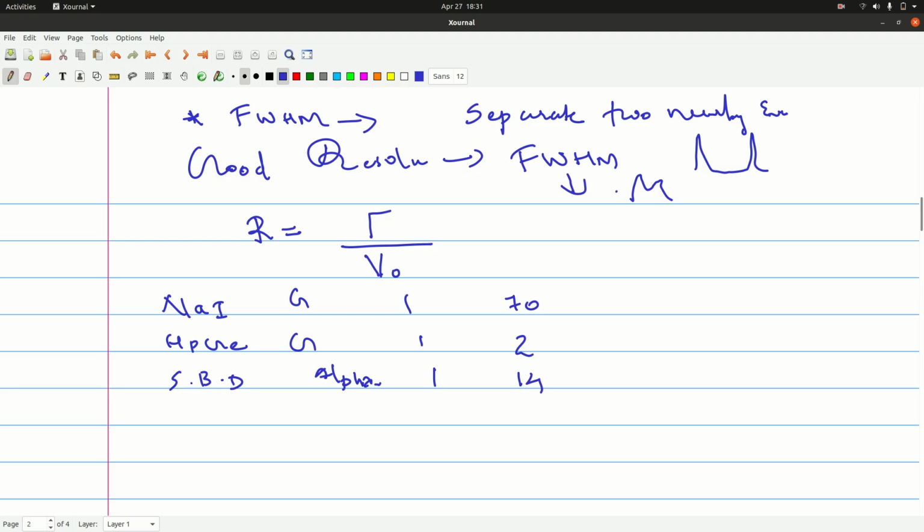FWHM gamma. So we know that a very small FWHM means the resolution is very high for the HPGe detector. R in percentage is 7, 0.2, 0.28. So the HPGe detector has excellent energy resolution compared to the sodium iodide detector. That's why HPGe detectors are widely used when precise energy measurements are needed. The detector resolution is very good.